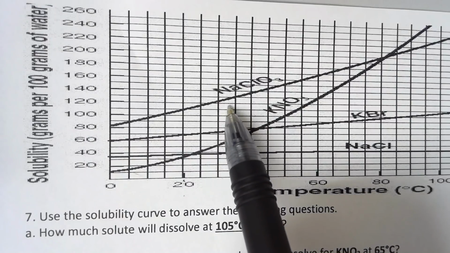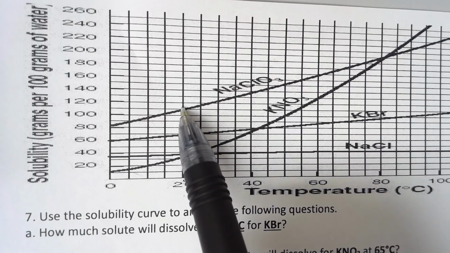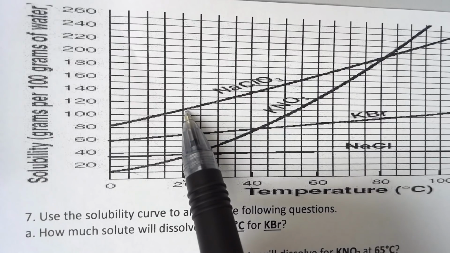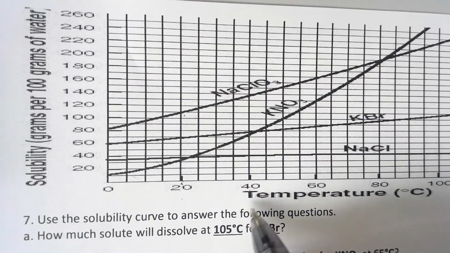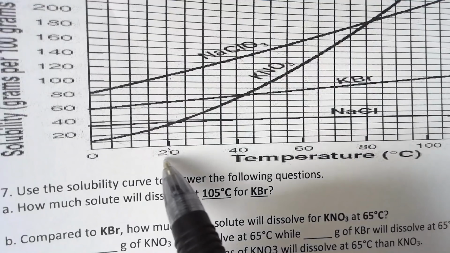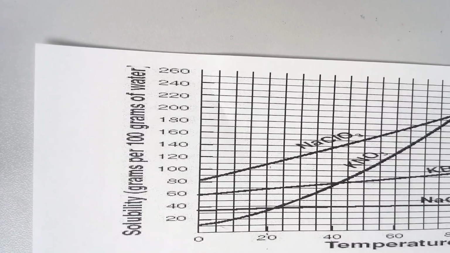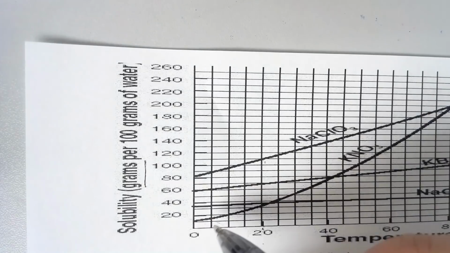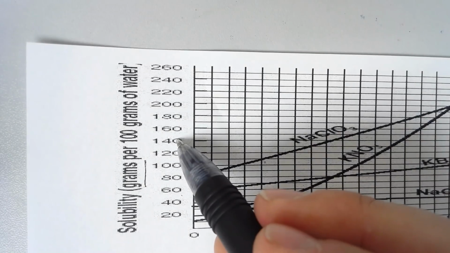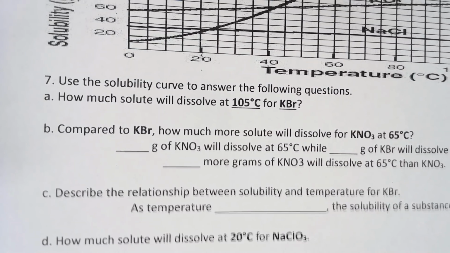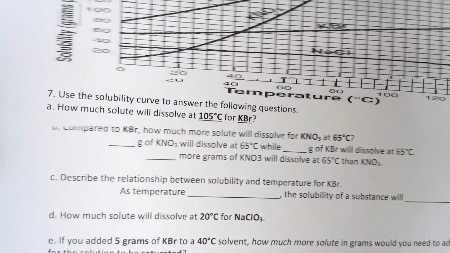Let's do NaClO3. That's like another type of solute. At 20 degrees Celsius, about, what number is that? 110 grams will dissolve. So you need to know that this side, the x-axis, will tell you the temperature. So if they say something with temperature, you're looking over here. On this side, the y-axis, it tells you the solubility, or how many grams of the solute will dissolve. Is it 20 grams, 120 grams, 200 grams? All right. Let's do some of these questions together. Once you get the hang of it, I promise you it is not that hard.